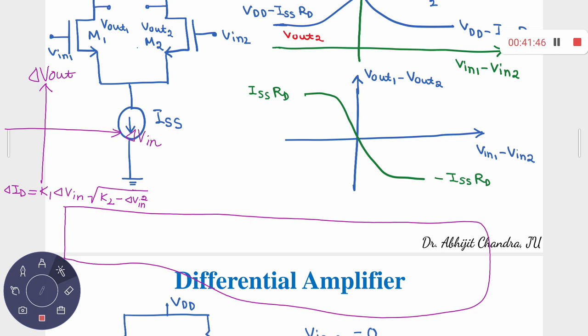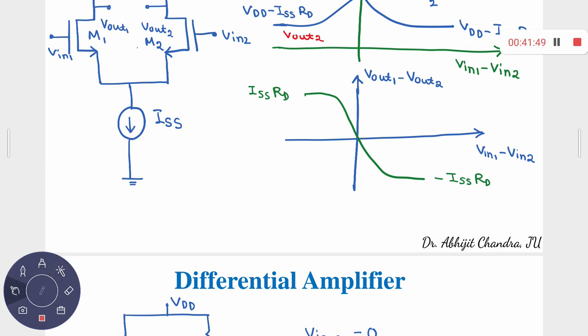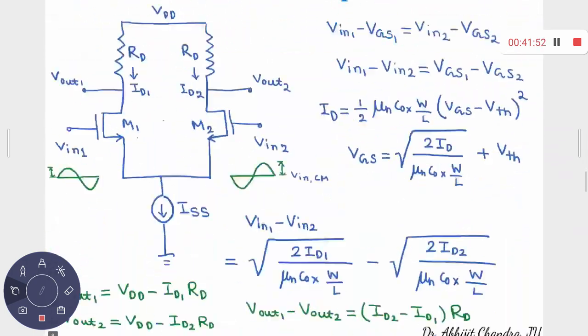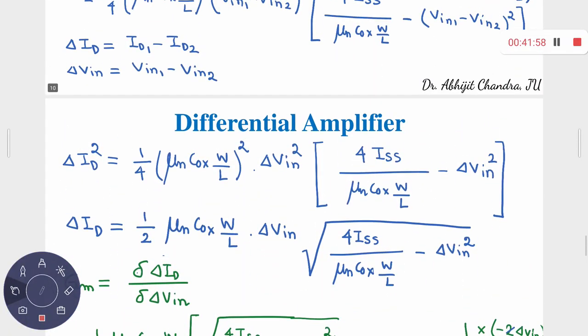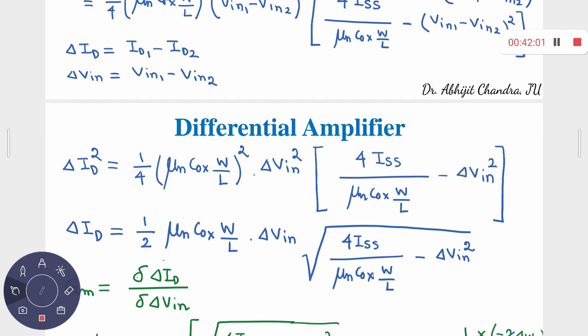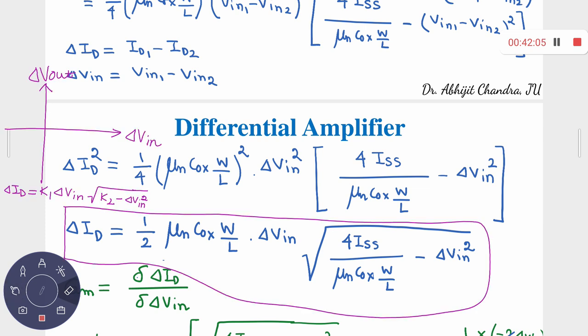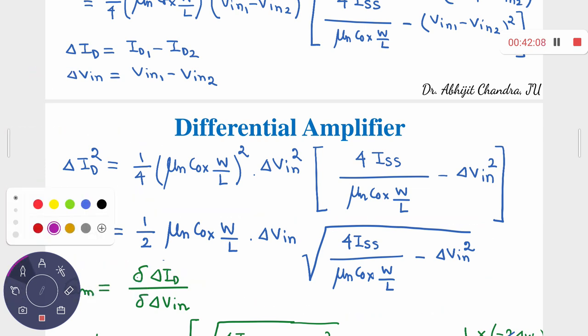Right? Then, if I once again come back to this expression over here, yes. Over here, so ultimately what I find is that this particular factor dominates. So the way this delta V increases and the way this entire thing reduces, the first thing is dominant over the second factor. So overall, this delta ID will increase with respect to delta V, right?